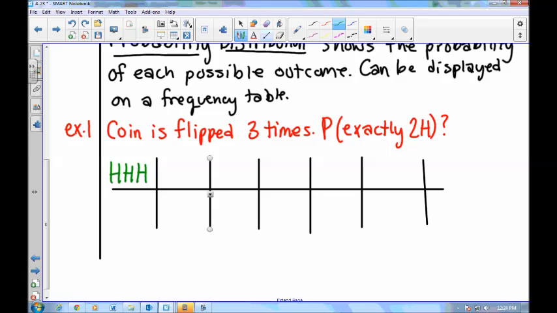Heads, tails, heads could come up. What else could come out? Tails, heads, tails. What else? We could get a heads and then 2 tails. Tails and 2 heads. Okay, that makes 6. Is that it?